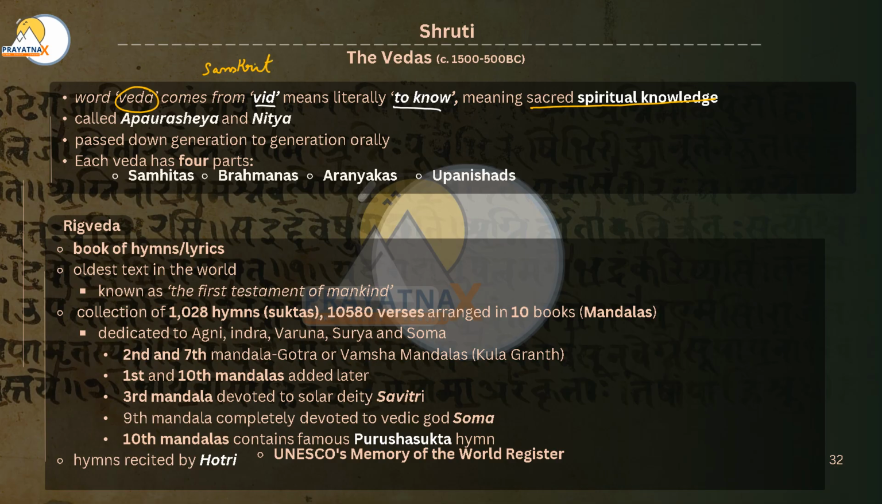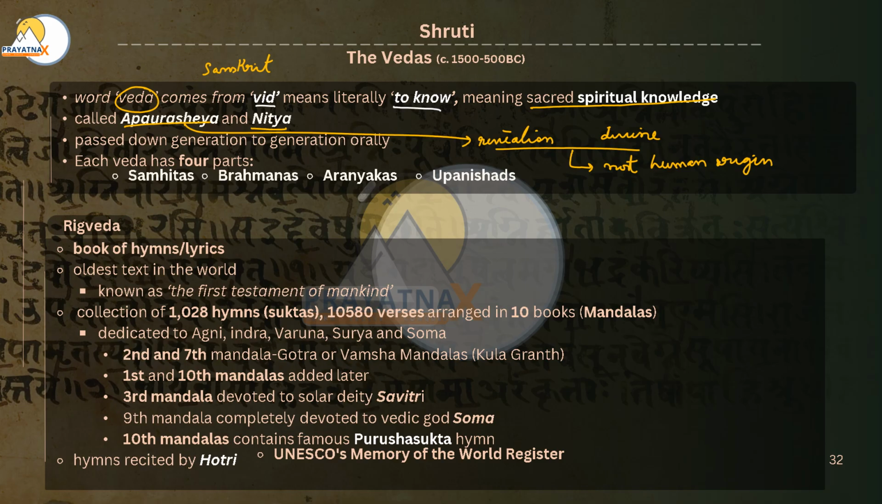Now the Vedas are called Aparushaya or Nitya. This is because it is considered to be a revelation from God itself. It is considered to be divine, which then suggests that it is not of human origin. This is why it is called Aparushaya.